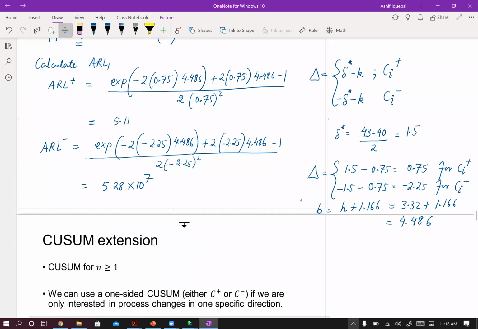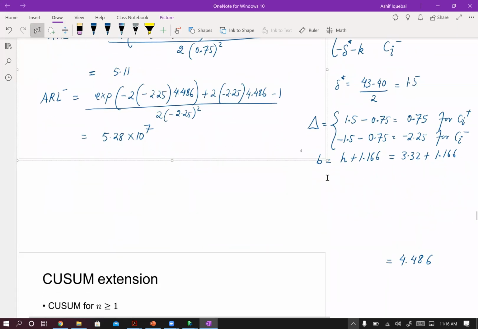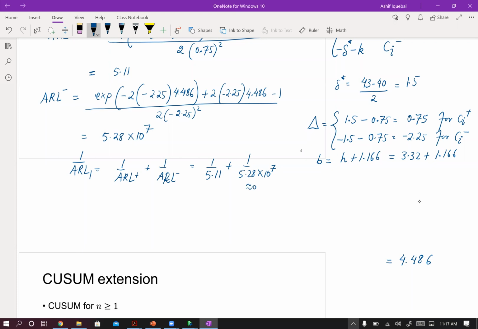All right, so now once we have the values of ARL plus and ARL minus, we can finally calculate ARL1, where 1 by ARL1 equals 1 by ARL plus plus 1 by ARL minus. So this will be 1 by 5.11 plus 1 by this very large number, right? So we can approximately say that the second term is close to 0, so we can ignore this. And this will give us ARL1 approximately equal to 5.11.